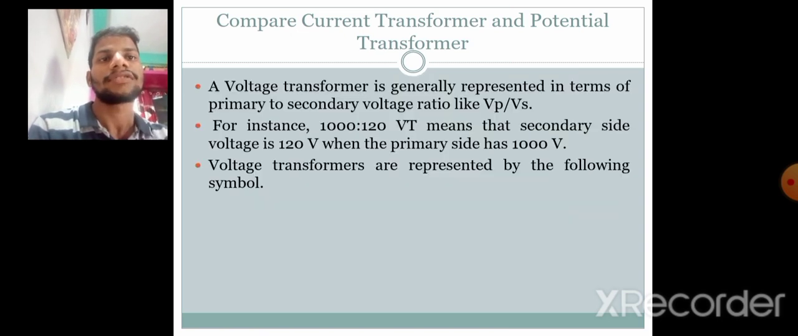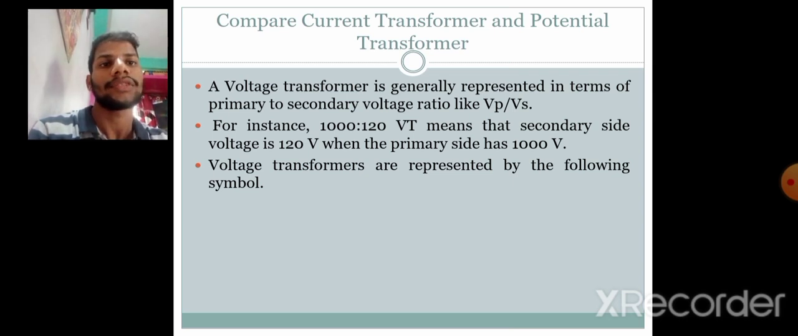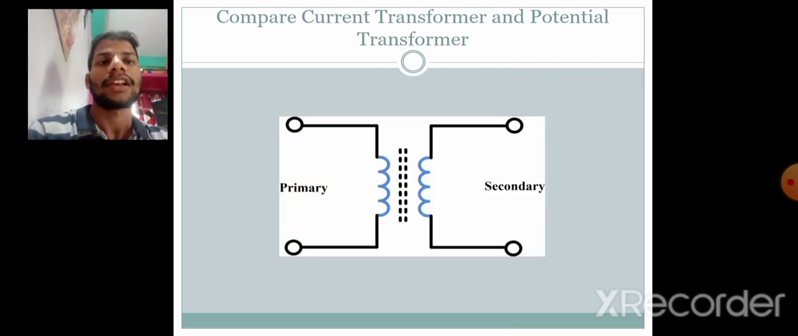The voltage transformer is generally represented in terms of primary to secondary voltage ratio, like primary voltage by secondary voltage. For instance, a 1000 to 120 voltage transformer means the secondary side voltage is 120 volts when the primary side is 1000 volts. The voltage transformers are represented in the following symbol. The symbol of a potential transformer has the primary winding and secondary winding.